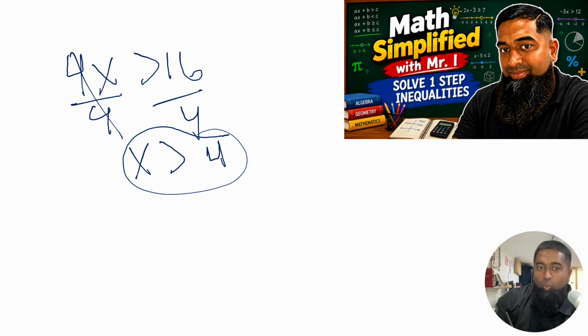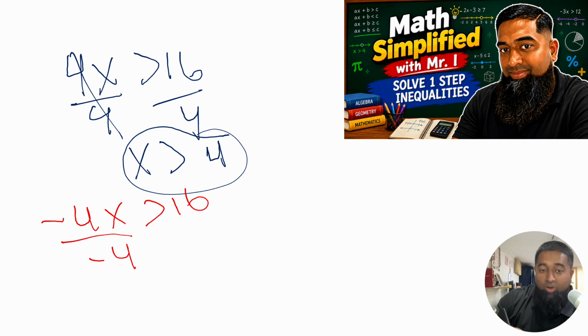Check this out. What if I didn't have a positive 4? I'm going to change the color so you can see the difference, right? What if I had a negative 4? What if this was negative 4x greater than 16? Now I divide by a negative 4. When you divide, you have to change this sign. You have to flip it, okay? So this goes away, so it's going to be x. Instead of greater than, it's going to be less than, because we have to flip it. 16 divided by negative 4 is negative 4, okay?